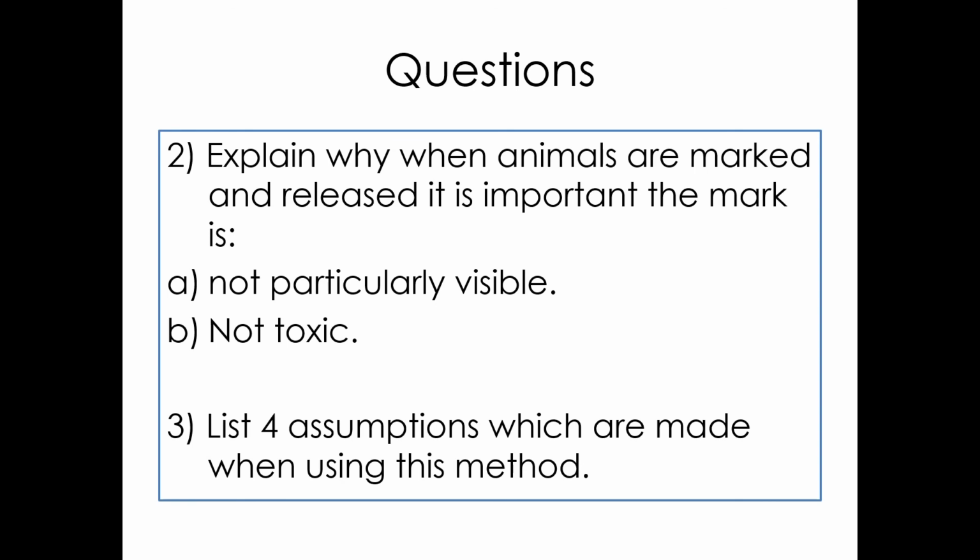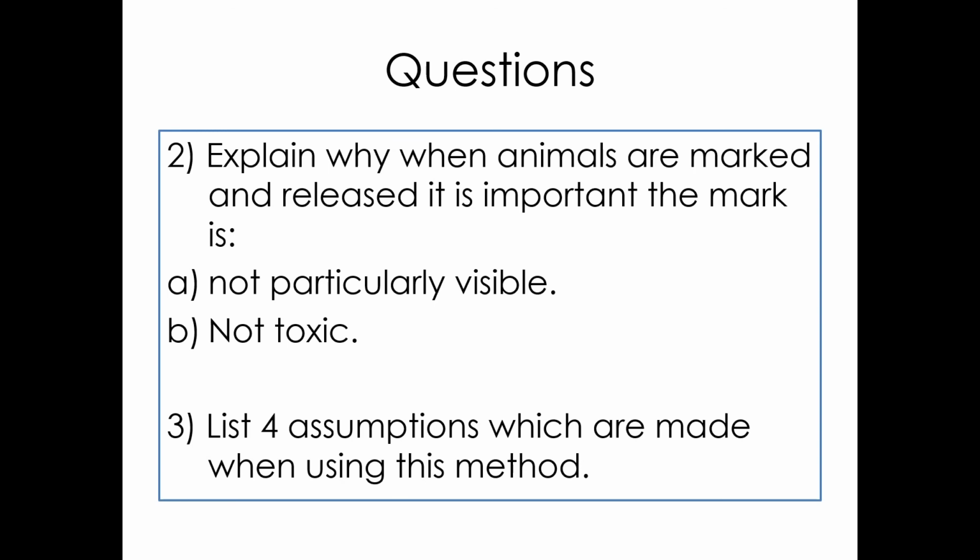Okay, so explain where the animals are marked and released. It's important that the mark is not particularly visible, not toxic, and give me the 4 assumptions. I'm going to come back to this in class, but not particularly visible, so that predators are not more likely to eat the marked individuals, which would lead to an overestimation, as well as being not ethical. Not being toxic, again, if it was toxic, it would kill the marked individuals and lead to an overestimation, so also being unethical.